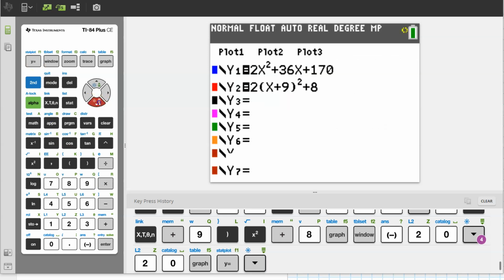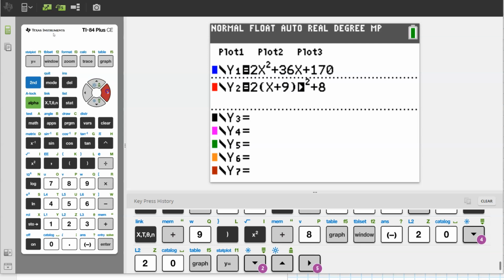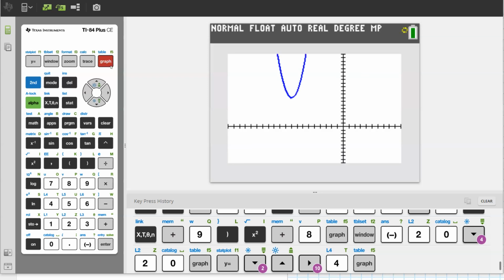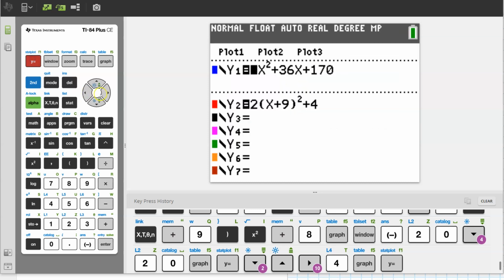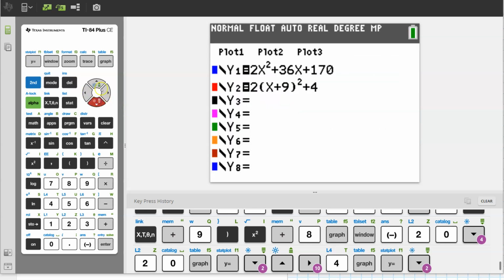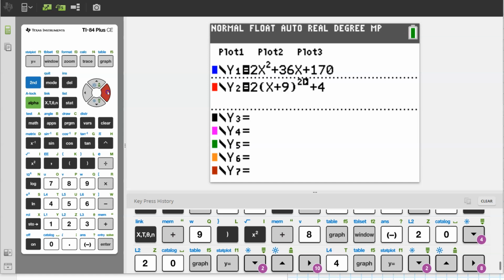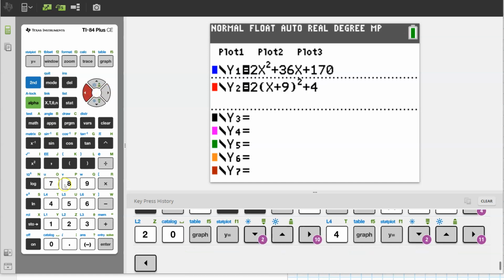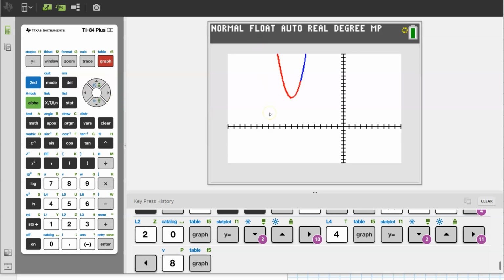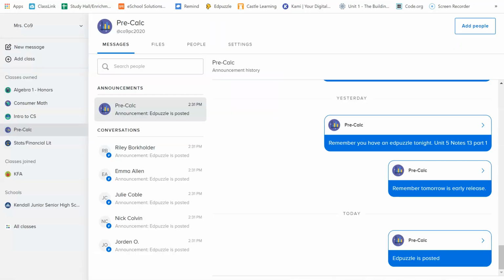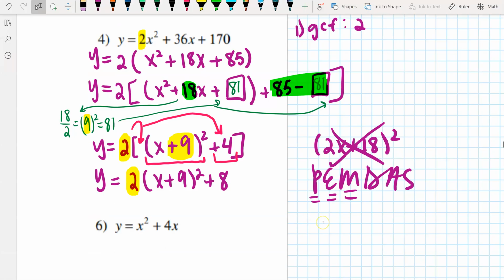So let's say I forgot to multiply the 4, so this was just plus 4 instead of plus 8. You can see that I did something wrong because they should be identical. This red should be on top of the blue, which means I missed something and I need to go back and check my work. But because originally I multiplied the 4 by 2 like I was supposed to, these are exactly the same, which is what I want. So we're going to do more practice in class.